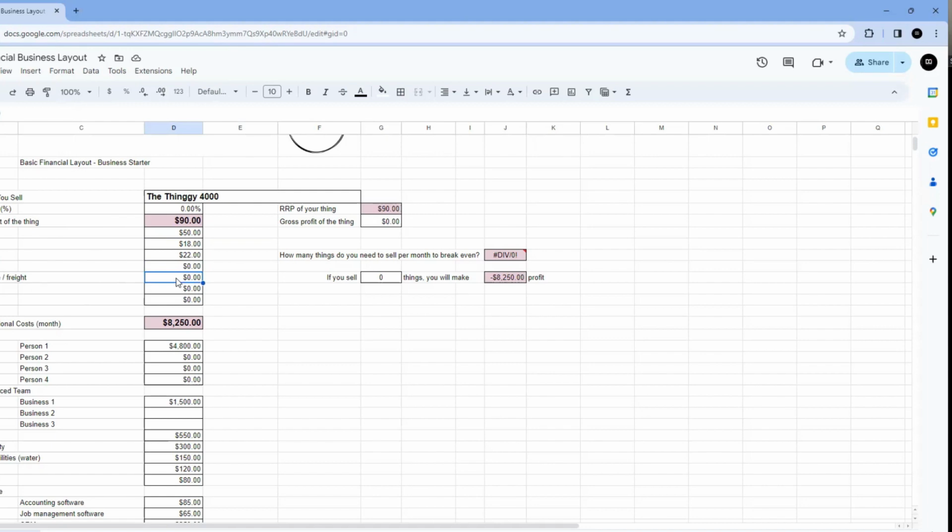Postage and freight. Now this would be, let's grab this one here. Let's say freight to us, and let's say we're ordering these pens in batches of say 100 at a time. Then what we would do is just take our cost and divide that by 100 to work out what the freight to us is per item. So let's say it's about $2. And then our freight to send it to the customer is going to be $5. So now we have our total cost of the pen is $97 to us. This is what it costs us to get that to the customer.